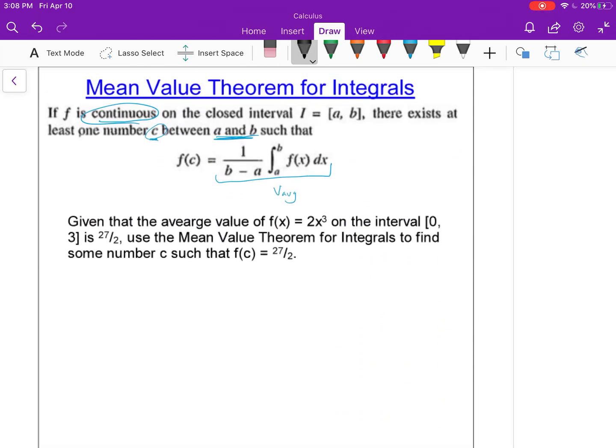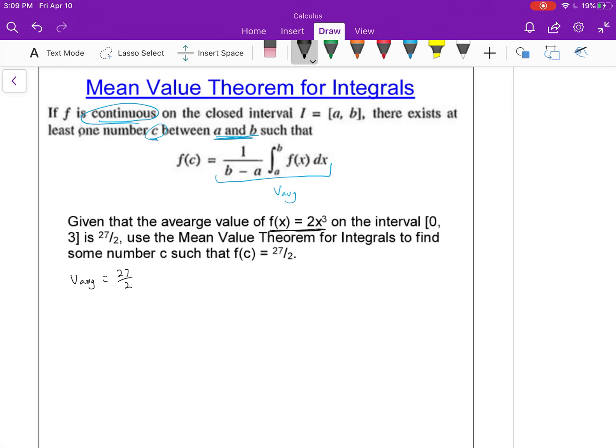So given that the average value of f of x equals 2x cubed on the interval 0 to 3 is 27 halves. So they actually told that to us. We could have found the average value using what we just mentioned, that it's 1 over b minus a times the integral from a to b of the function. They told it to us in this case, so 27 halves. Use the mean value theorem for integrals to find some number c such that f of c equals 27 halves.